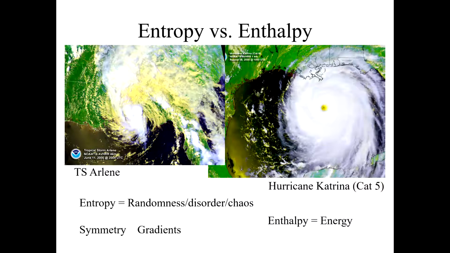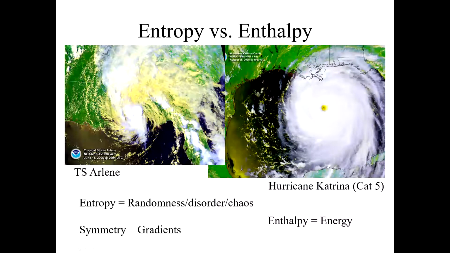I'm sure that most of you have heard of entropy defined as randomness or disorder or chaos. That certainly makes a lot of sense. And then enthalpy you can think of really as just energy, or some people would call it heat, the amount of energy put into a system or contained within a system. So let's look at these two systems. Here we have Tropical Storm Arlene on the left, and on the right we've got Hurricane Katrina, both from 2004, 2005.